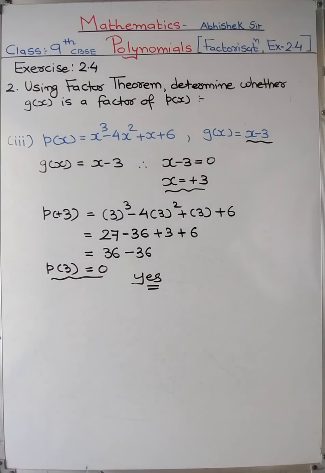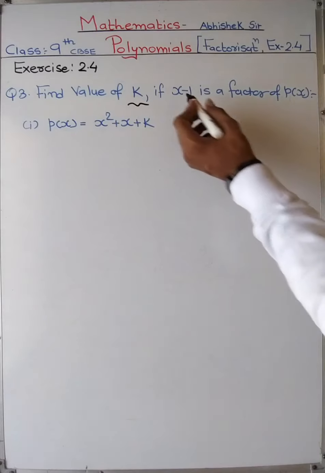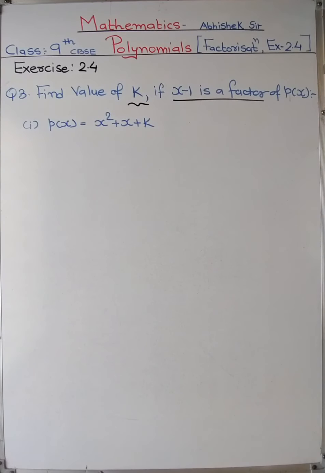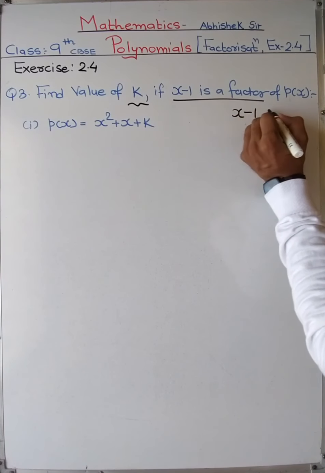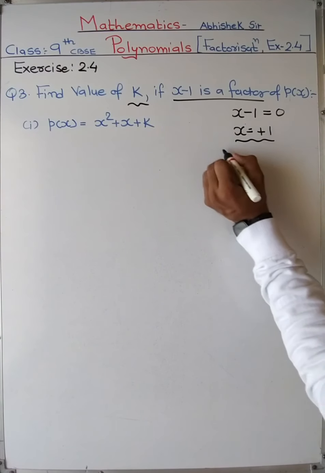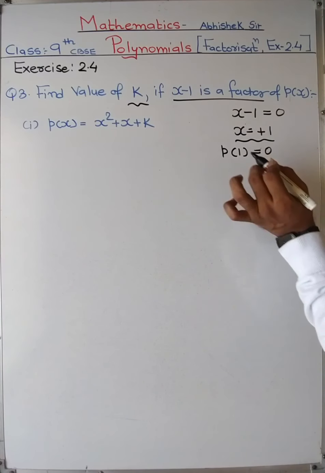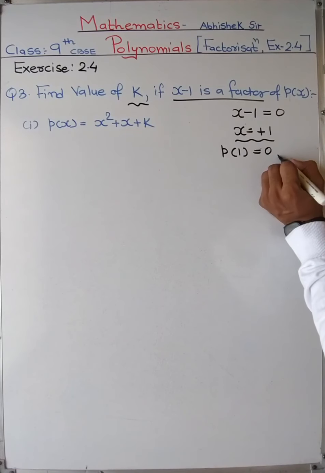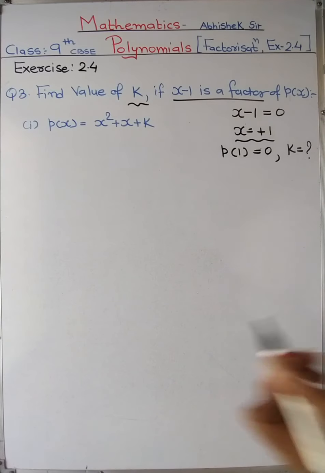Let us go for the last question of this video, which is based on factor theorem. That is question number 3. Question number 3 says find the value of k if x minus 1 is a factor. Now they have given x minus 1 as the factor. So we will be finding 0 before we solve any question. x minus 1 is 0, so x equals plus 1. So again, if p of 1 is 0, in any case p of 1 will be 0. So that is how we will find what is k. Clear?